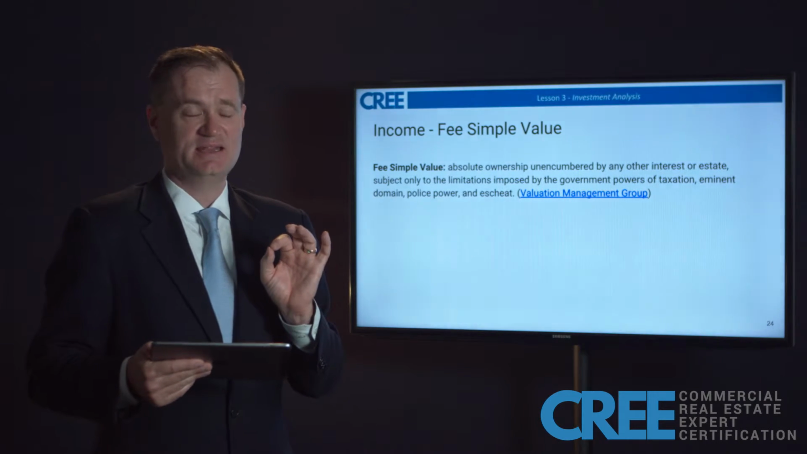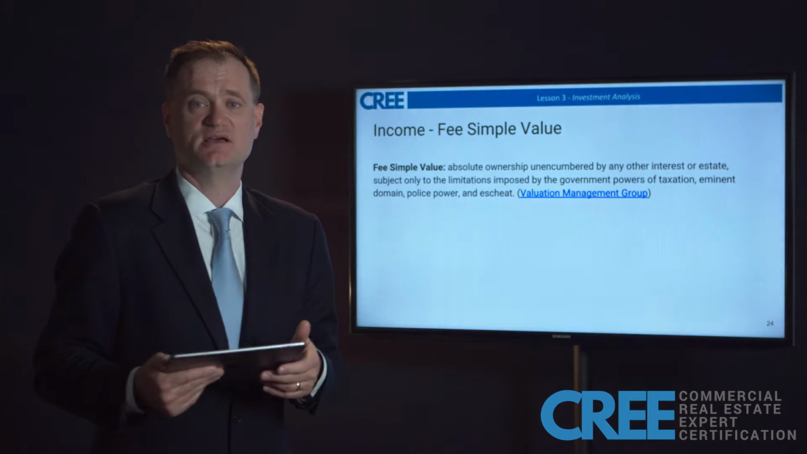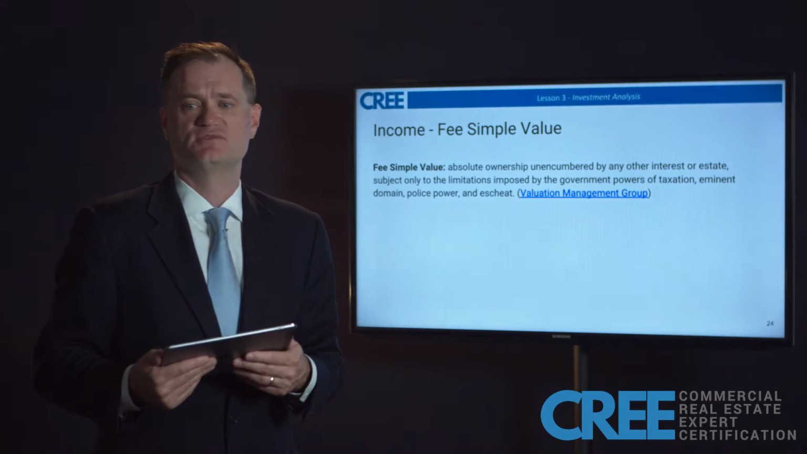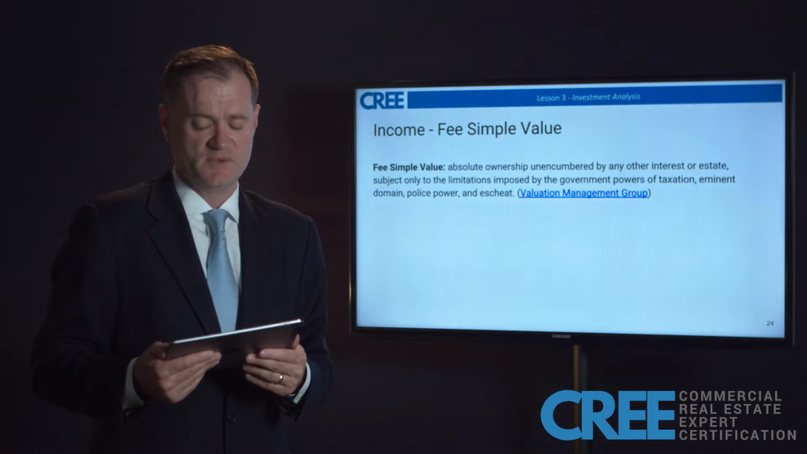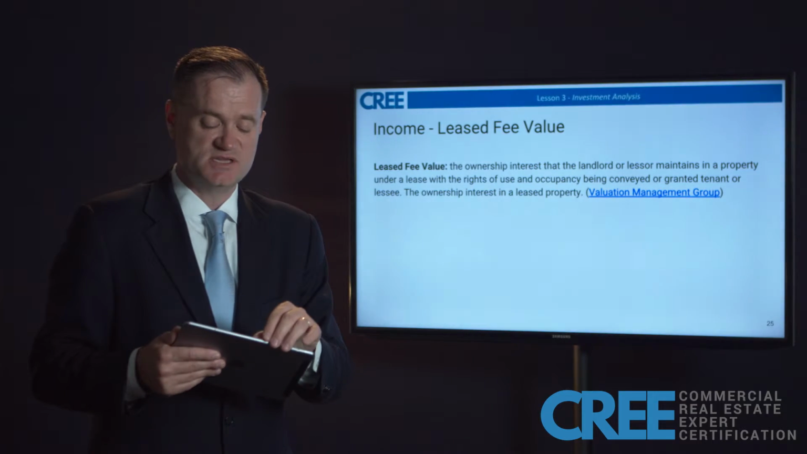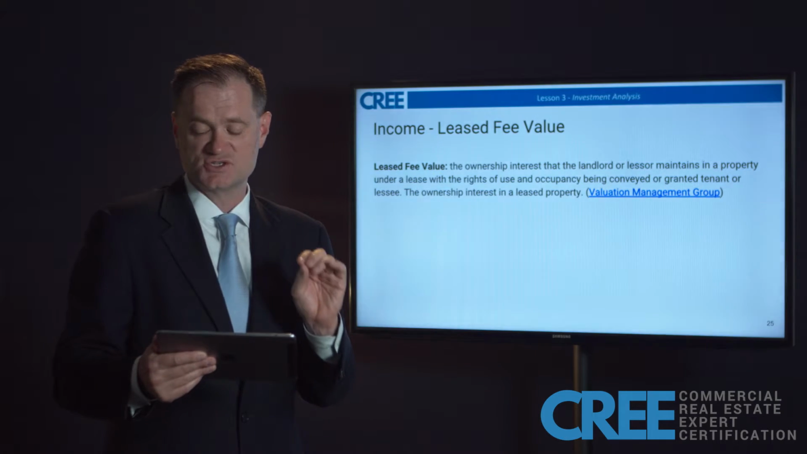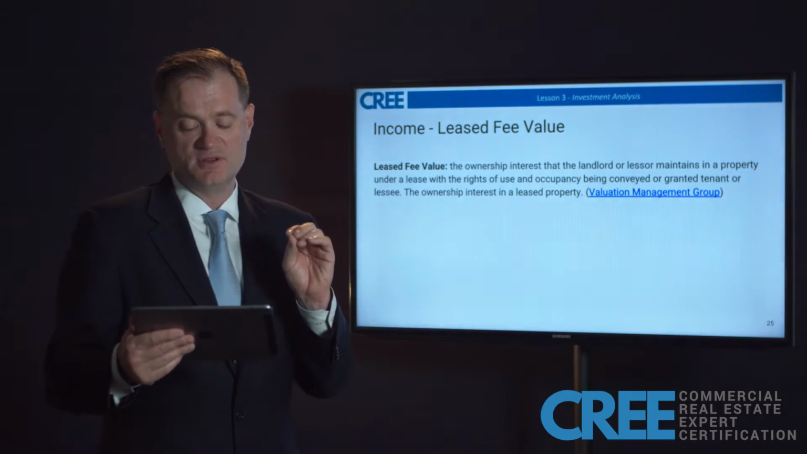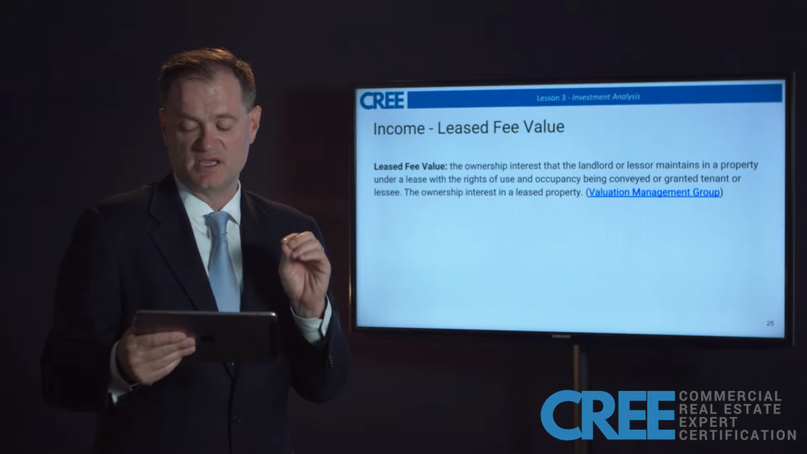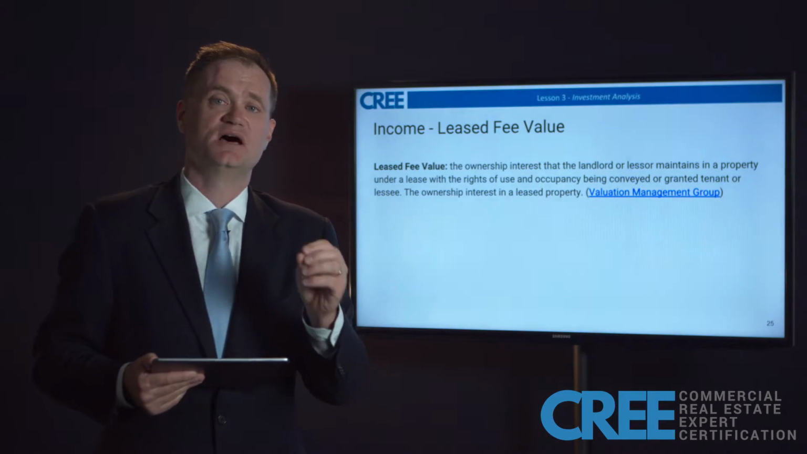In the example of the rents being, let's just say, way above market, let's say that those rents were $2,000 a month or $3,000 a month, and for some odd reason the rents are just much higher than any other comparable. We would consider that value to be a leased fee value. So it's not fee simple, it's leased fee. And a leased fee value is the ownership interest that the landlord or the lessor maintains in a property under the lease, with the rights of use and occupancy being conveyed to the tenant and the lessee. So it's subject to the lease agreement.